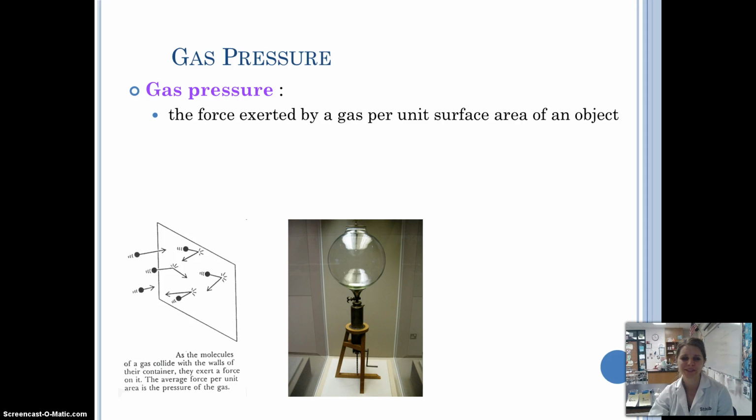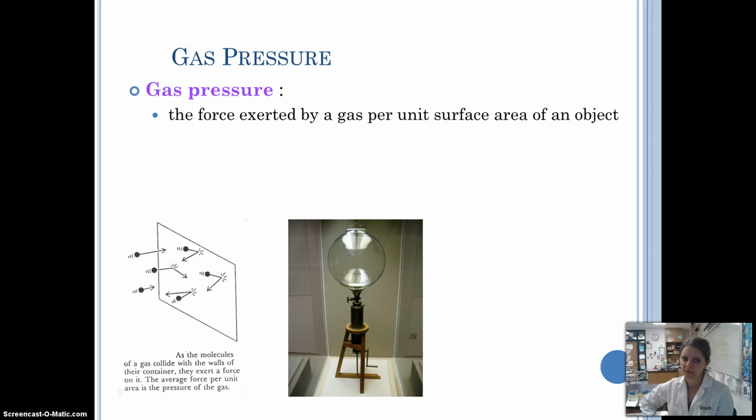Feel free to pause this at any time. So if we look at that really carefully, what that says, it's the force exerted by each gas per surface area. If you take a look at the figure down at the bottom, on the bottom left, it kind of shows that. Now, I can provide pressure onto things like pushing on a table. That's providing pressure because I'm providing a force to a set area.